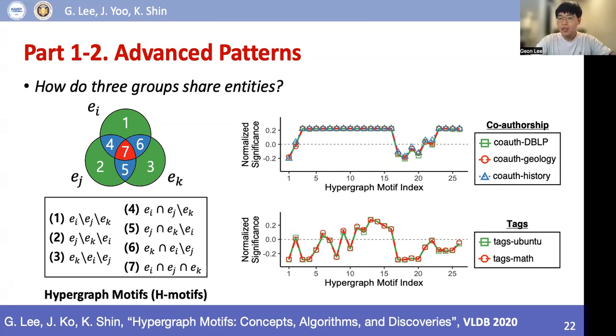In fact, there are 26 different types of H motifs, and we can count the number of instances of each H motif of the given hypergraph. As shown in the right-hand side figure, we can see that the distributions of the significance of each H motif are very similar between hypergraphs that are from the same domain, but very different between those from different domains. And this implies that H motifs effectively describe the local connectivity patterns of real-world hypergraphs. We will cover the details of H motifs in the tutorial.